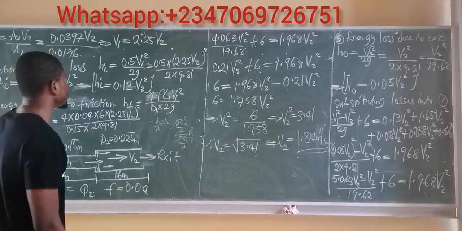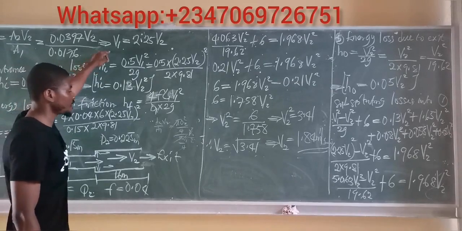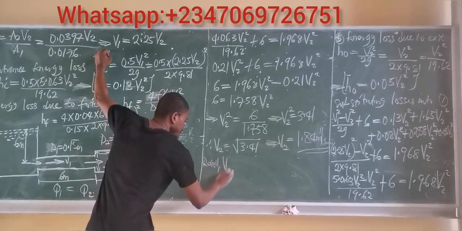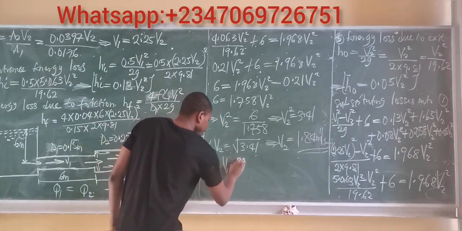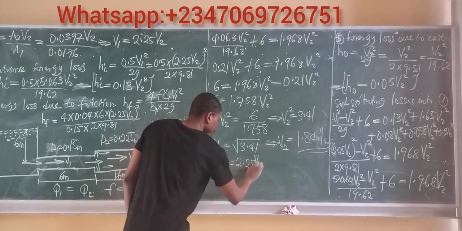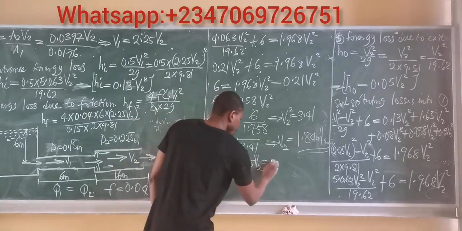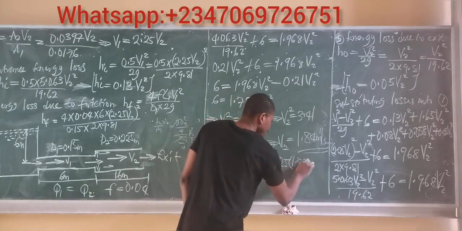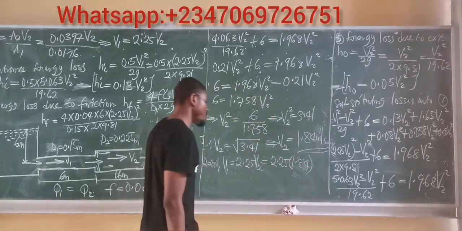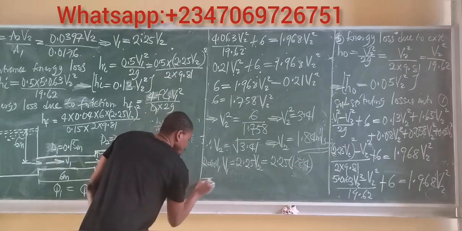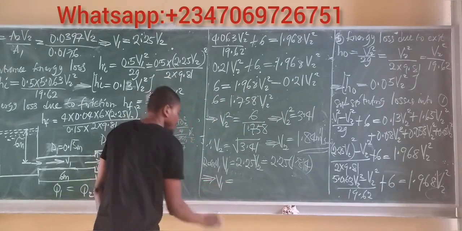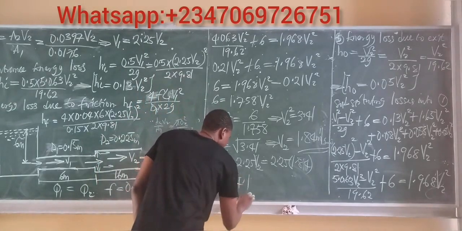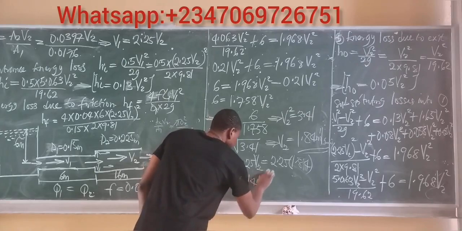So if we know V2, it means we can find V1 from here. Recall that V1 is equal to 2.25 V2. So that means this is equal to 2.25 times V2, which is 1.84. So 2.25 multiplied by 1.84. This implies that the first speed, V1, is equal to 4.14 meters per second.